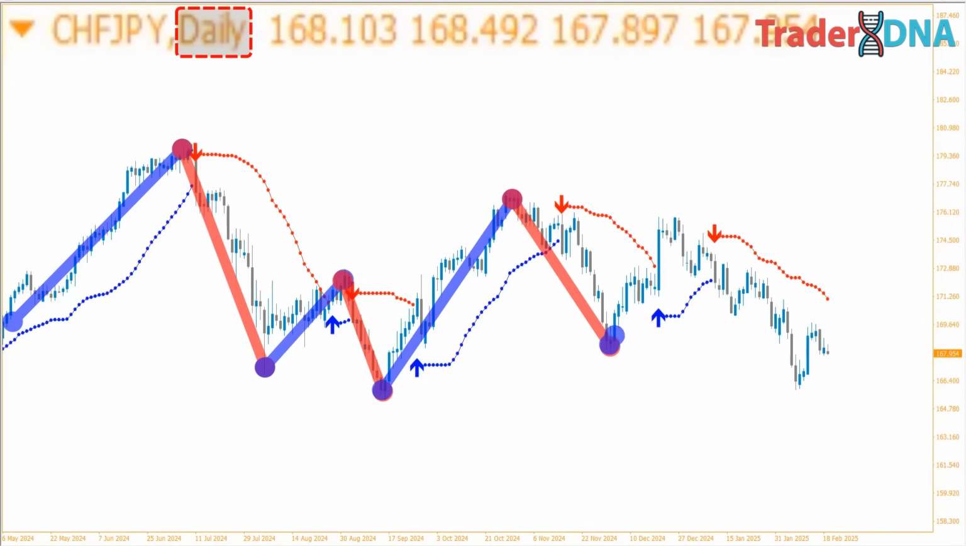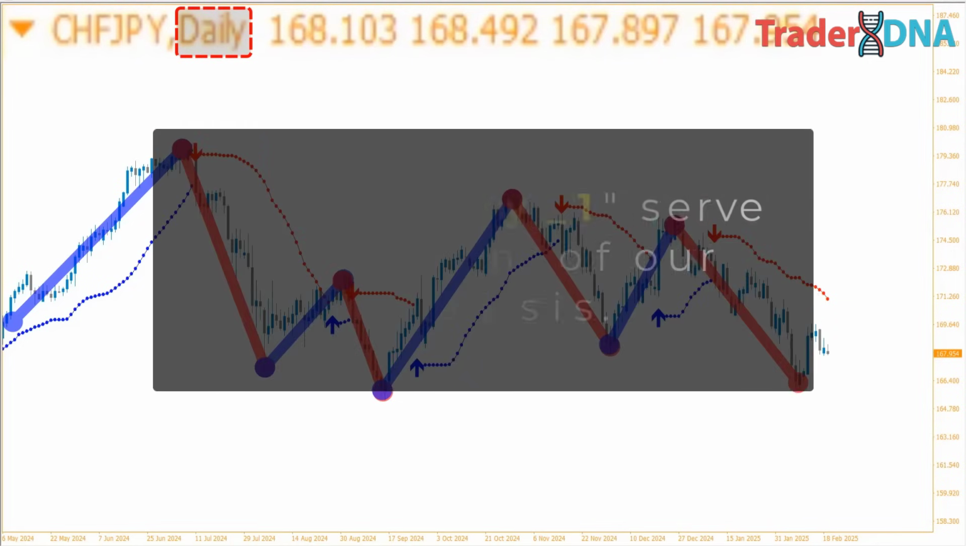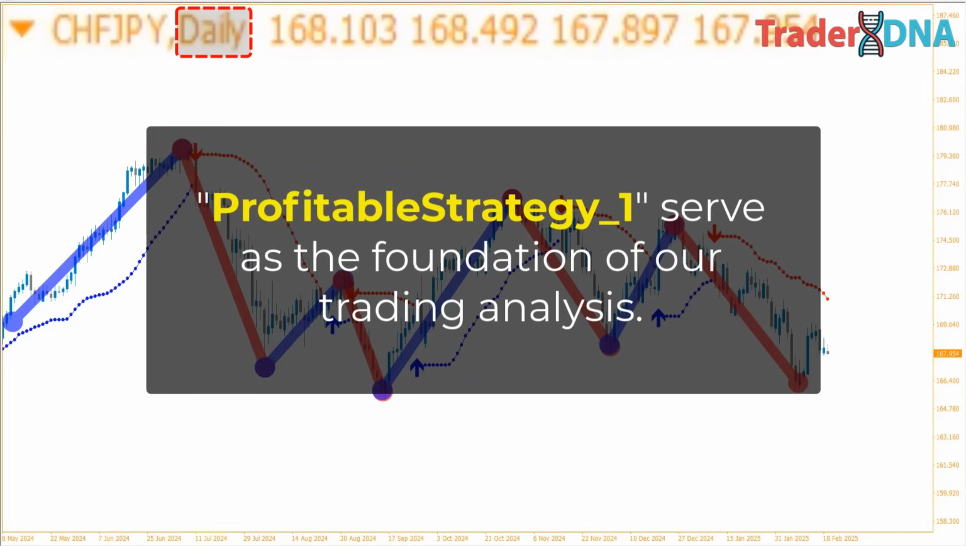And here's the key takeaway. Your job isn't to force trades, it's to find the perfect timing. All you need to do is identify the most advantageous entry points by zooming into smaller time frames, where precision can make all the difference. As I mentioned earlier, Profitable Strategy Indicator 1 serves as the foundation of our trading analysis. It's simple, powerful, and incredibly reliable, exactly what you need for a solid market structure.